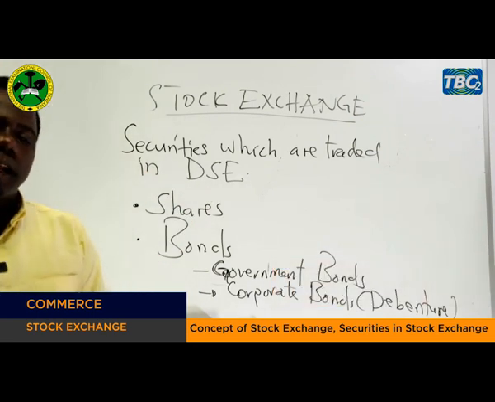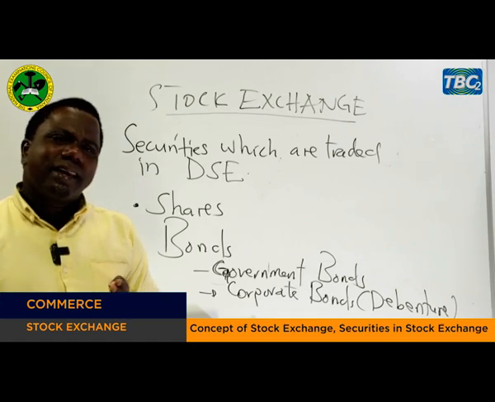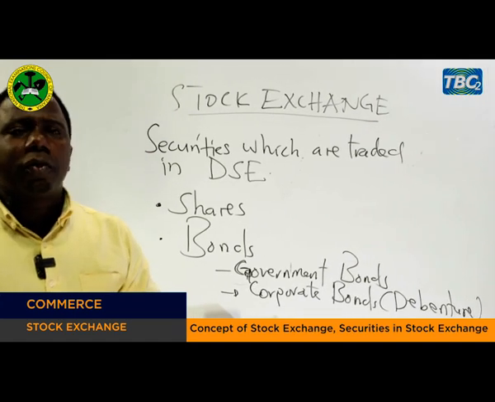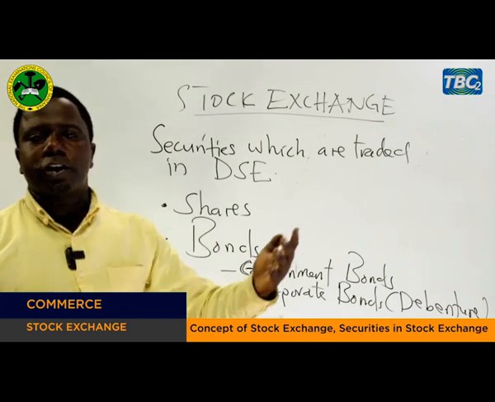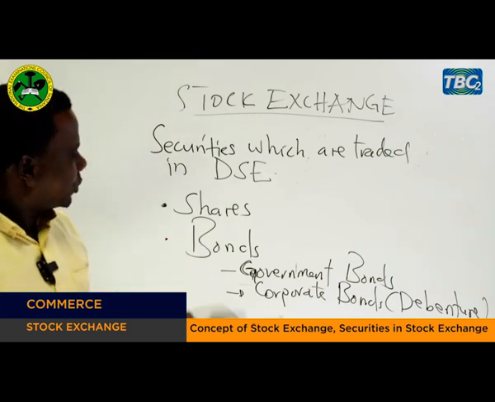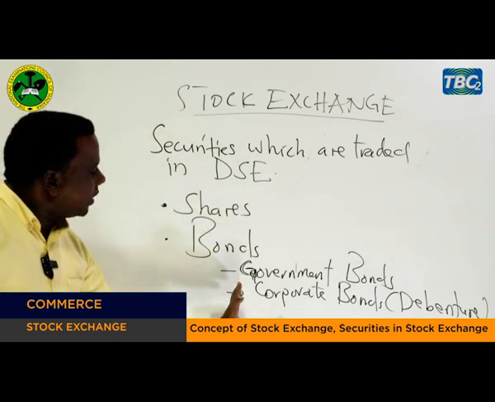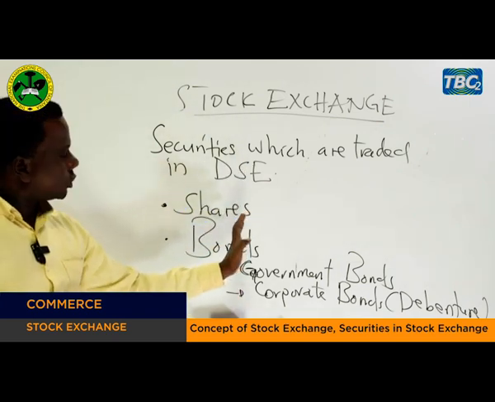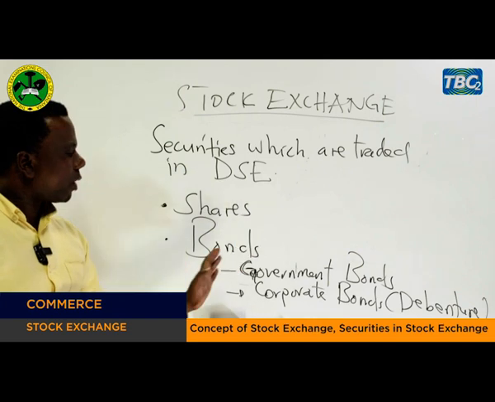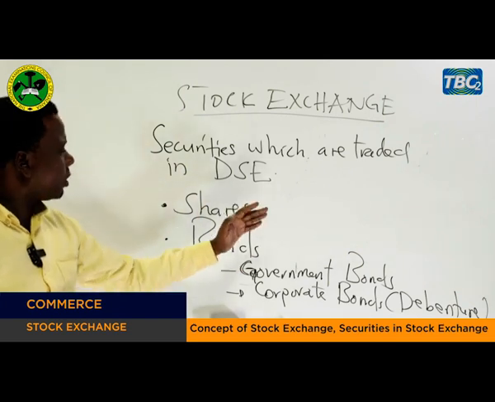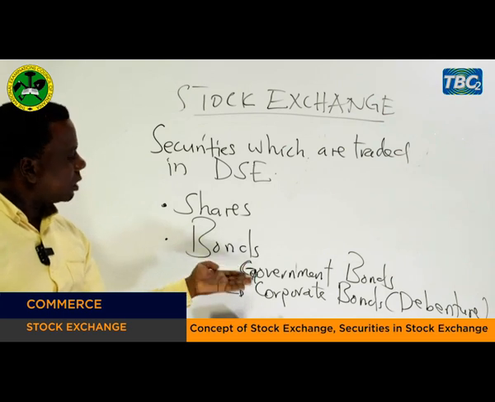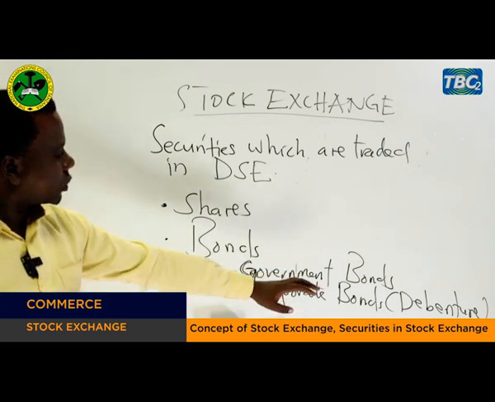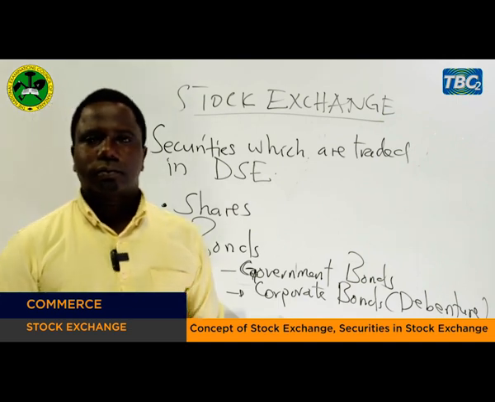As you know, Dar es Salaam Stock Exchange is too young compared with other stock exchanges like New York, London, and Johannesburg. So we have only these two main securities which are traded in the Dar es Salaam Stock Exchange, being shares, preference shares and ordinary shares. And also we have the bonds, which are government bonds and corporate bonds.